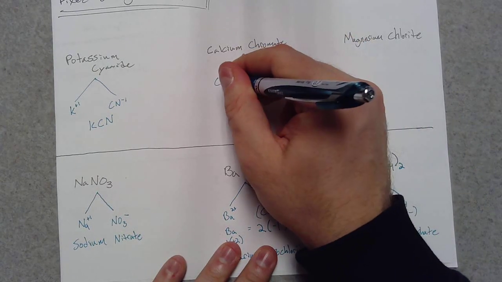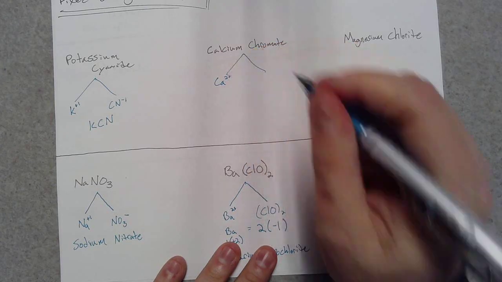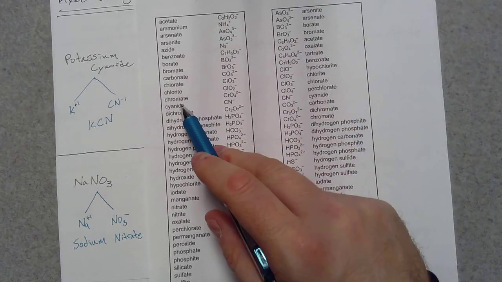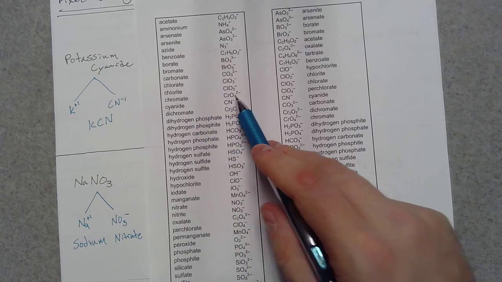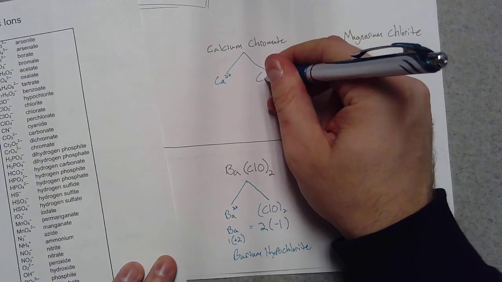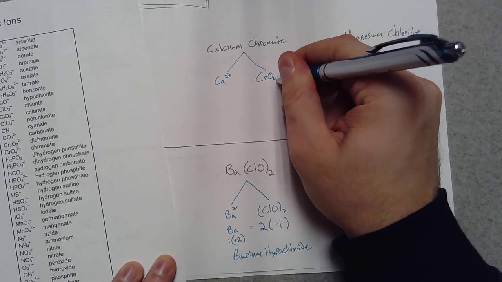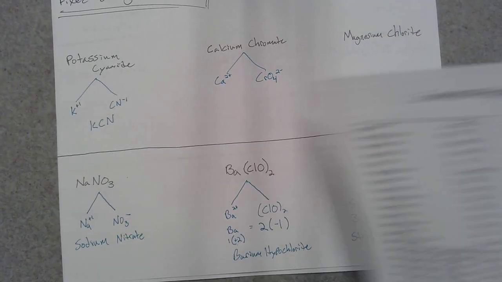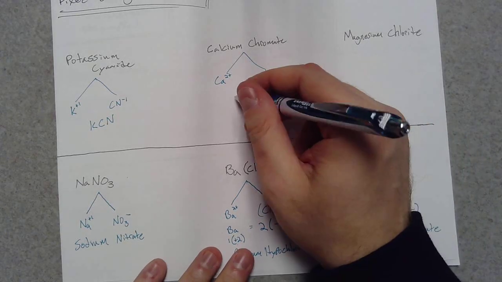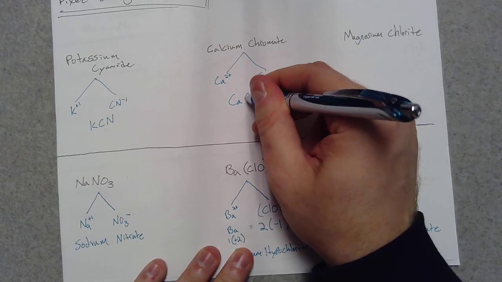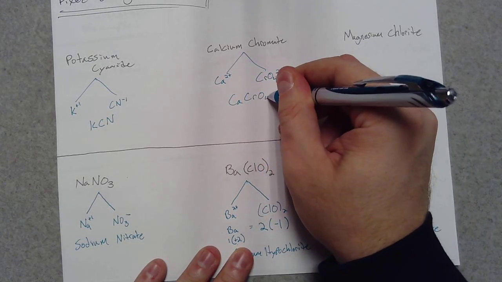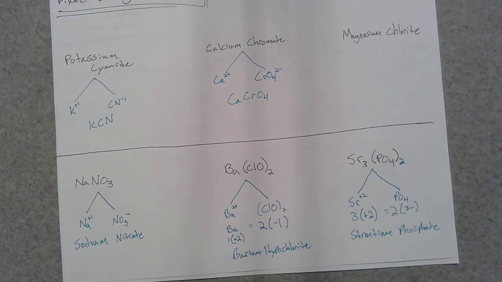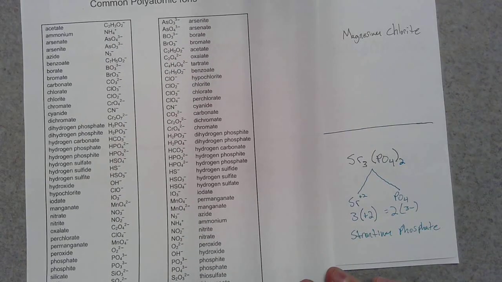All right, now let's look at calcium chromate. I got calcium. That has a 2+ charge on it. We have chromate, so let's see if we can find chromate. I'll look in the C's. CrO4. And it has a 2- charge on it. Great, so I look at it. Oh, good, it's balanced again. So it's CaCrO4.